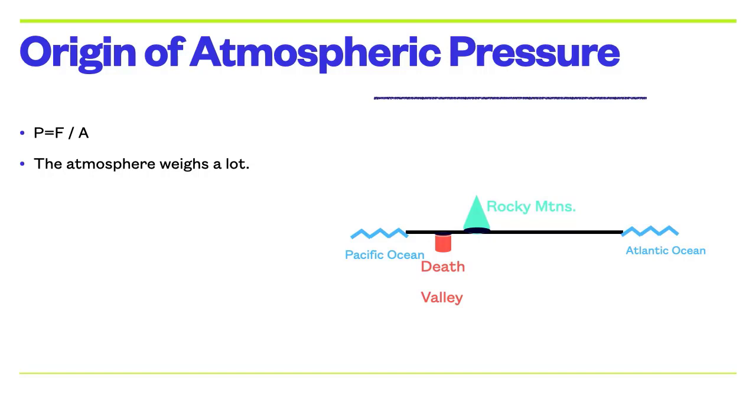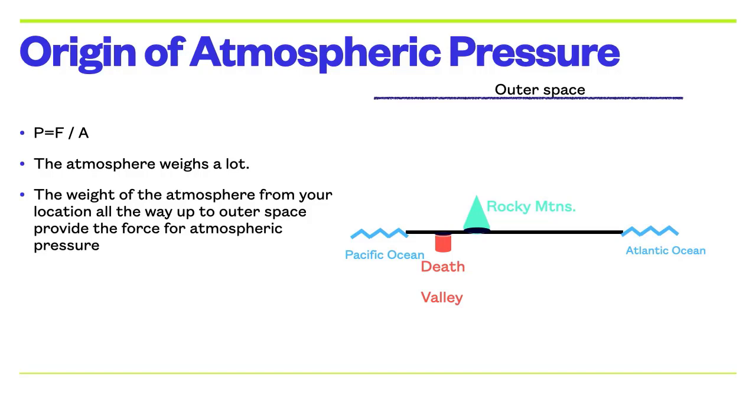This blue line represents the upper edge of the atmosphere. Above the upper atmosphere is outer space, where there's no air at all. Below that line is where there is atmosphere. Now, in reality, I know there's not a nice clean boundary like that where air ends and space begins, but for our purposes, it helps to think of it this way. Now, the weight of the atmosphere above us provides the force for atmospheric pressure.